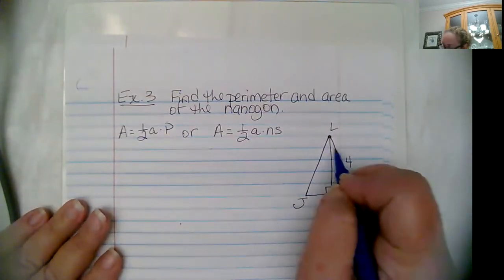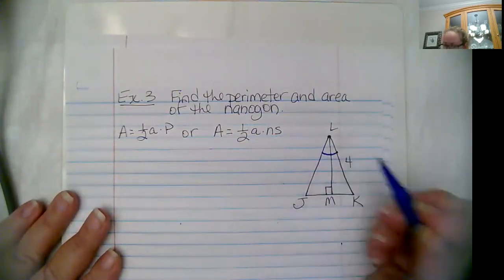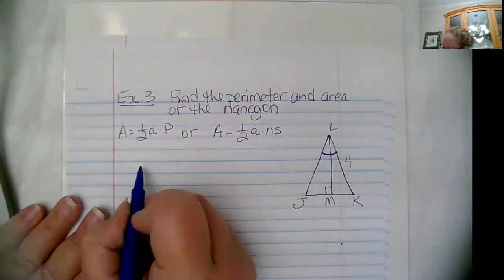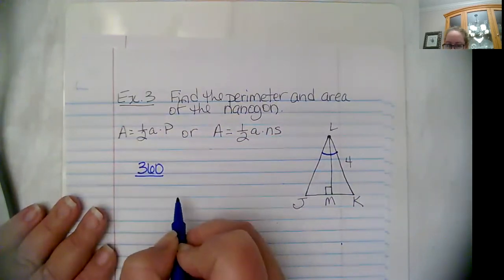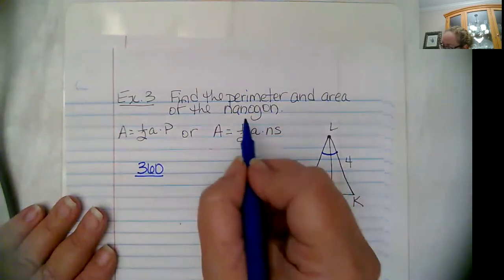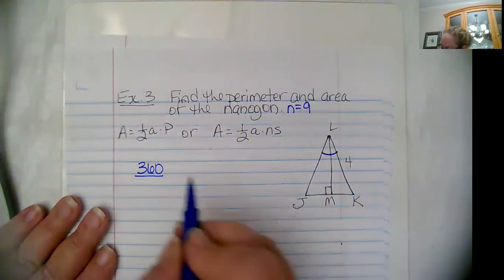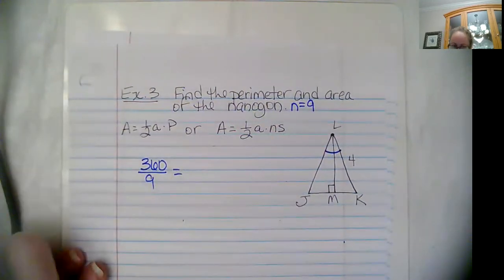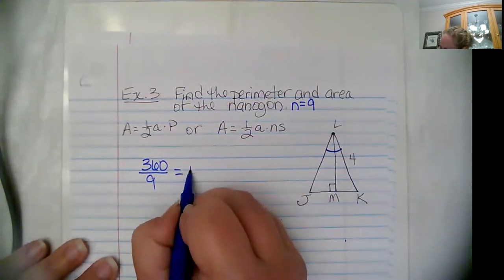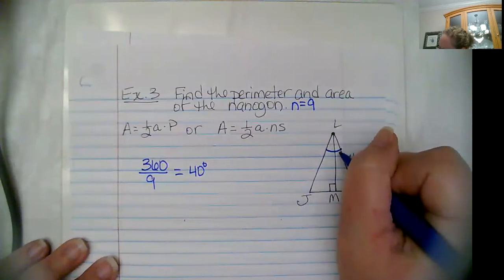Well, since we don't have any other information, we need to figure out this degree right here. The way we do that is we take 360 and divide it by the number of sides, which is 9. Nonagon means n is equal to 9 sides. So 360 divided by 9 is 40. So this whole angle is 40.